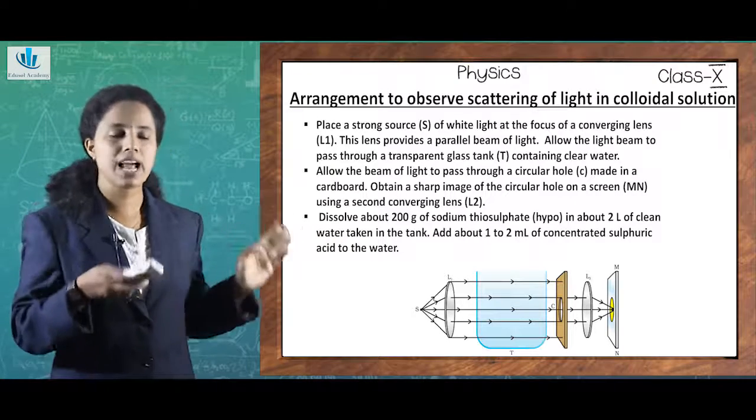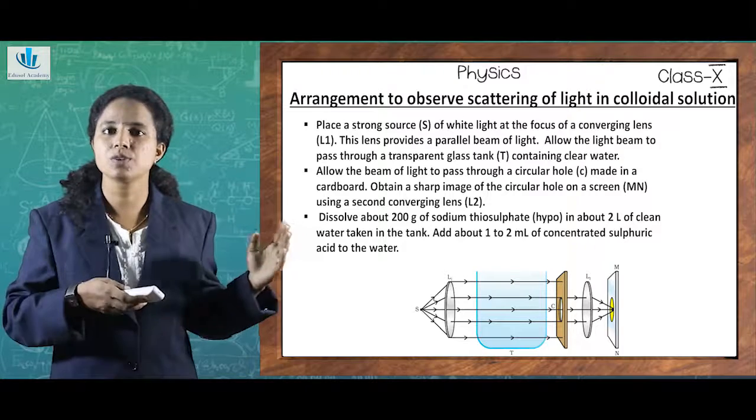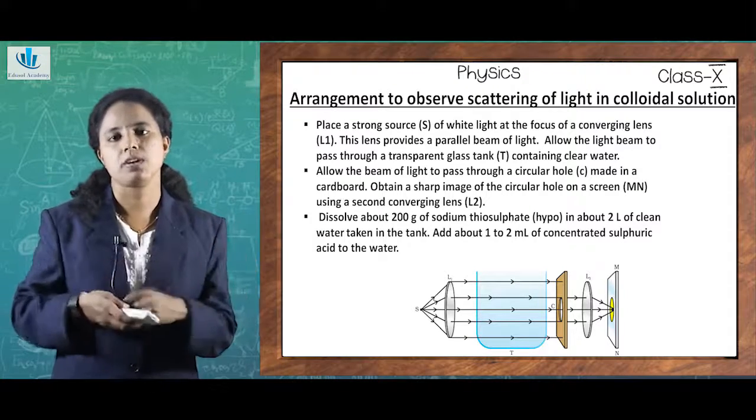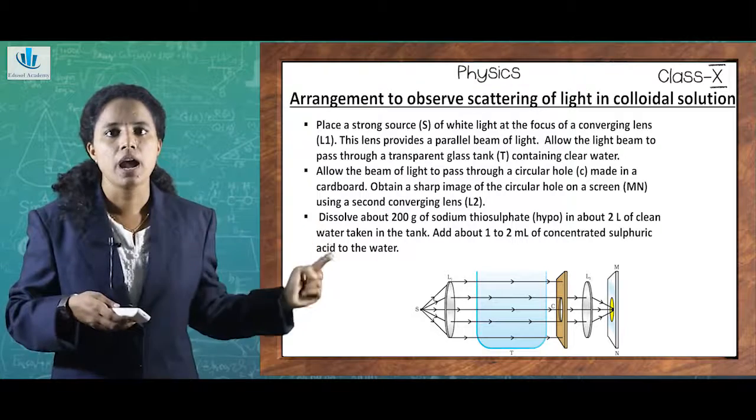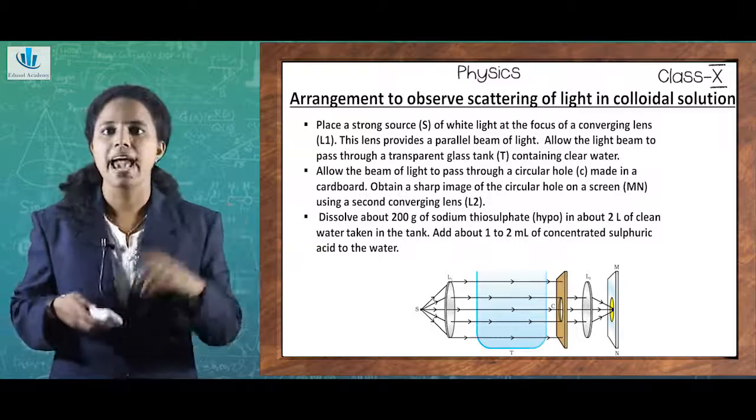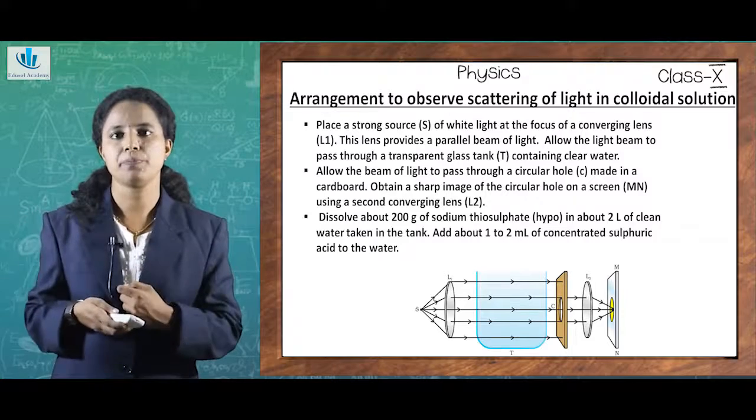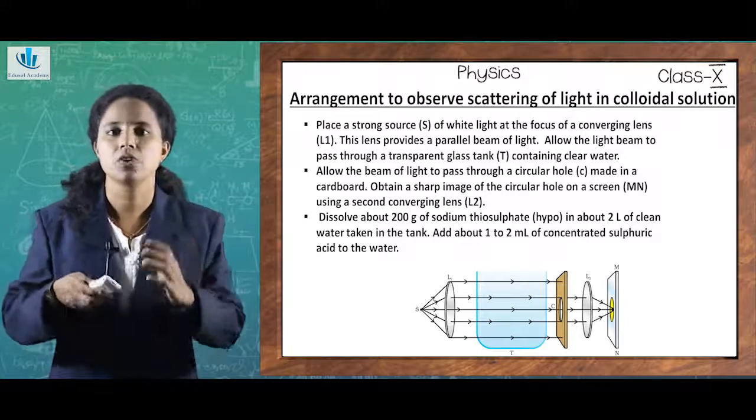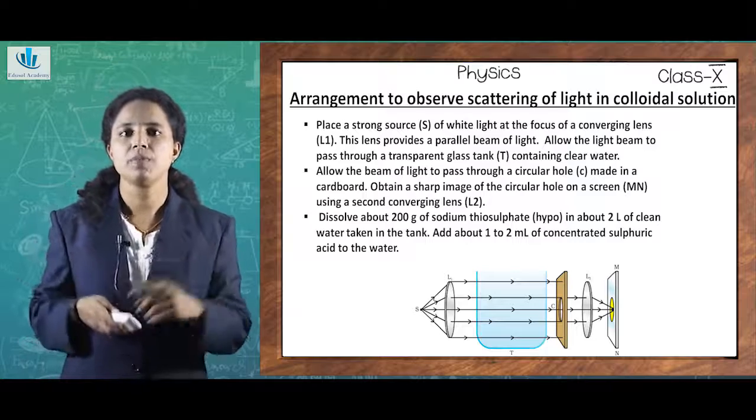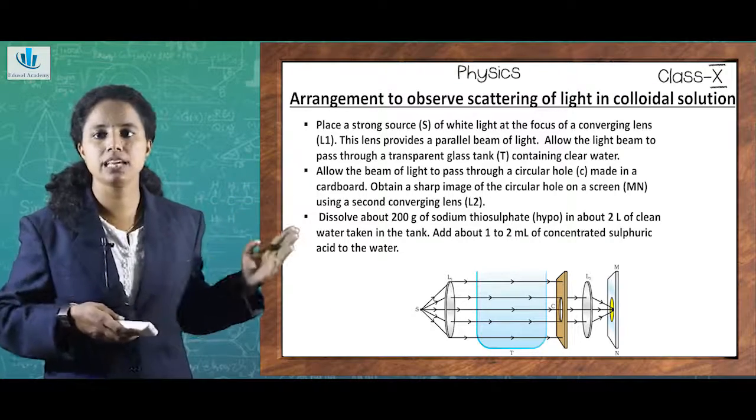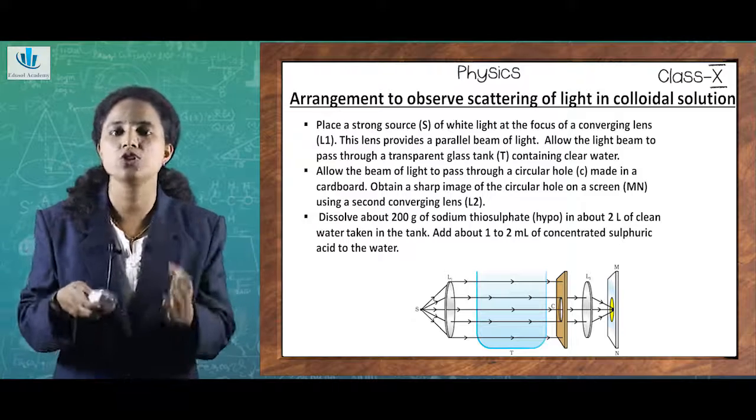Then we allow the light beam to pass through a transparent glass tank containing clear water. Then we allow the beam of light to pass through a circular hole. As you can see in the picture, there is a circular hole marked as C, made in a cardboard. Then we obtain a sharp image of the circular hole on a screen placed behind that. Before forming this image on the screen, which is denoted by MN, you can see there is a second converging lens that I have placed between the cardboard and the screen.